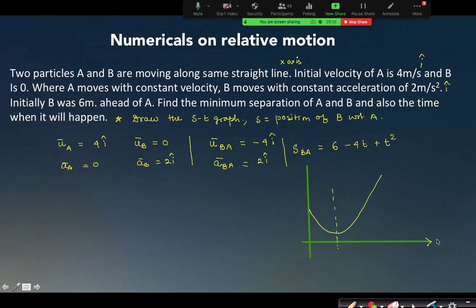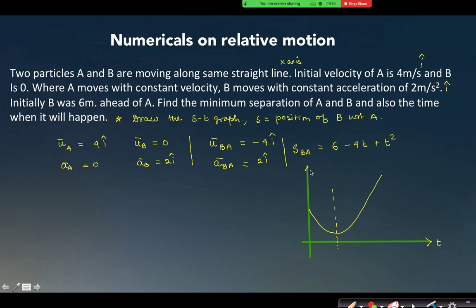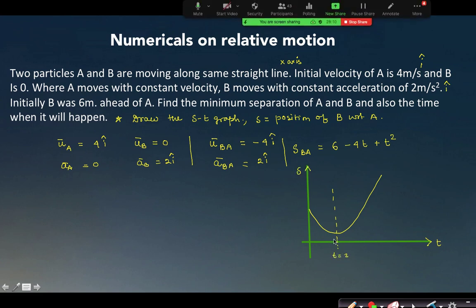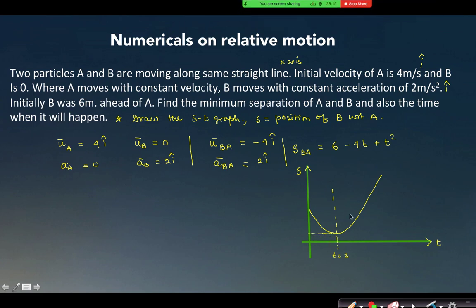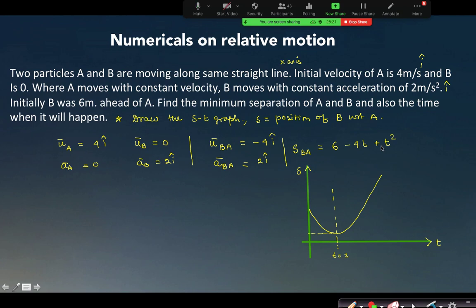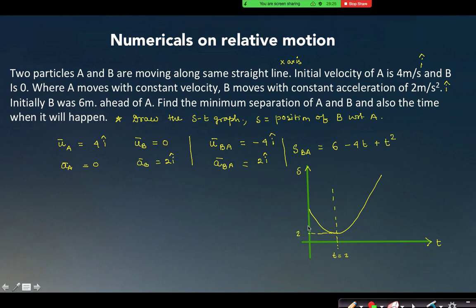This is the symmetrical line. This is the time axis, this is s, position. At t equal to 2 seconds, this is the minimum. And what is the minimum value? How can I find that? If you put t equal to 2 here, you will get 6 minus 8 plus 4, that is 2. So 2 meter is the minimum separation between them. Is this question clear to all of us? Yes, sir. All right.